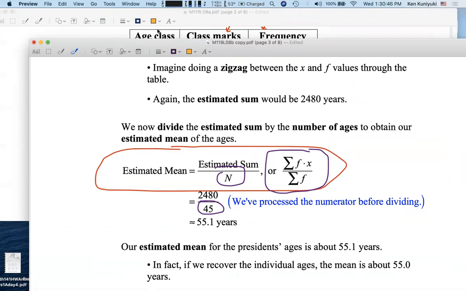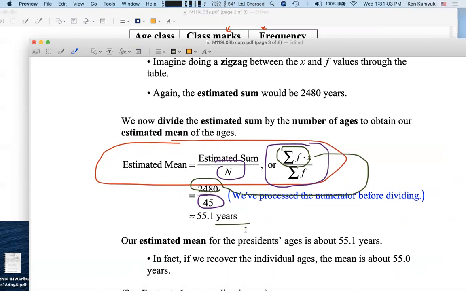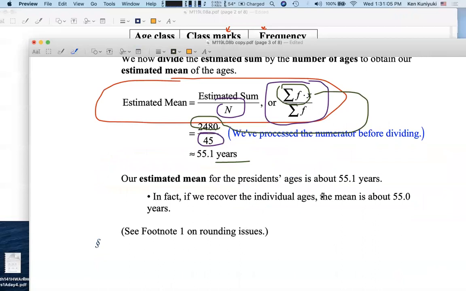Okay. So from the zigzag in green, that was 2,480 over here. That was that zigzag guy up here. Over 45, and we get to the nearest tenth of a year. Remember, we go one decimal place further. We get about 55.1 years, our unit. So our estimated mean for the present ages was about 55.1 years.